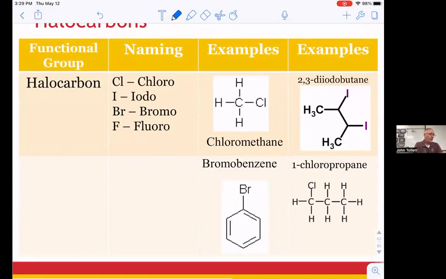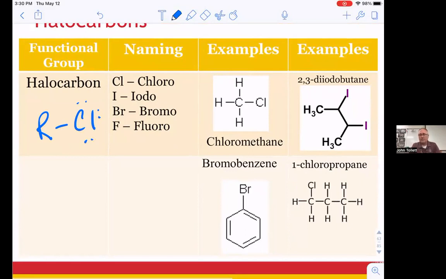So halocarbons are going to be things that have that R group, or that hydrocarbon chain, bonded to some halogen. That halogen might be a chlorine, a bromine, a fluorine, whatever. And we've already done some of these when we were talking about naming compounds before.